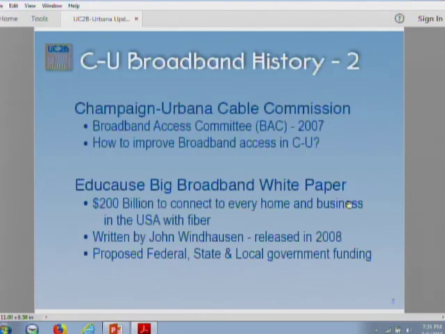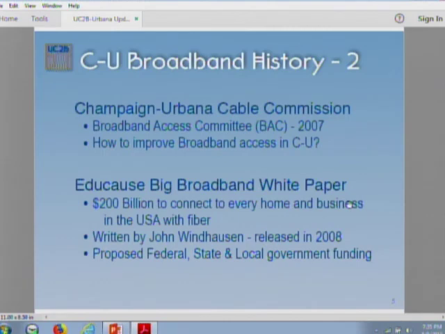Back then, there was something called the Champaign-Urbana Cable Commission, and they had a subcommittee called the Broadband Access Committee. Danielle was a participant in that. I guess she's taken off, but their charge was to figure out how to improve broadband in this community. Around that same time, I was involved in that because I was at the university as the director of networking.